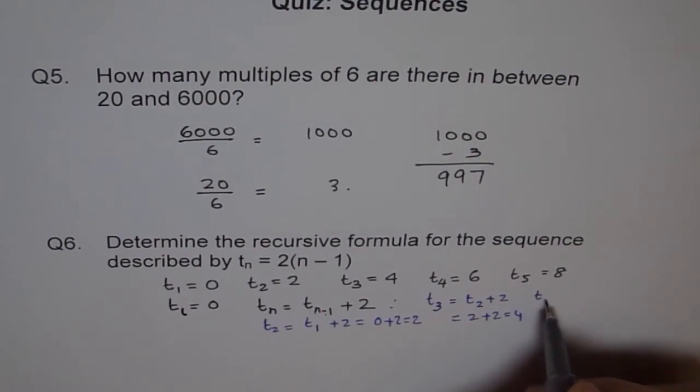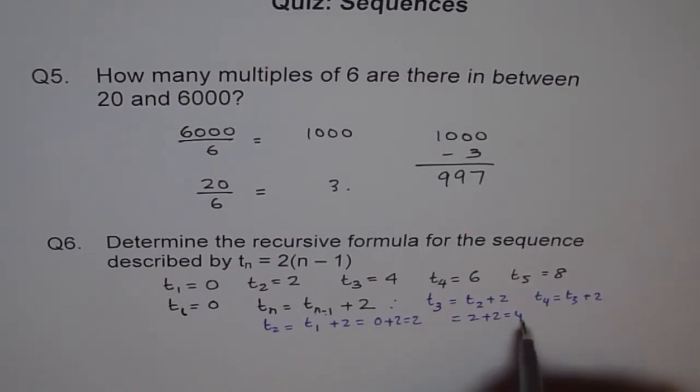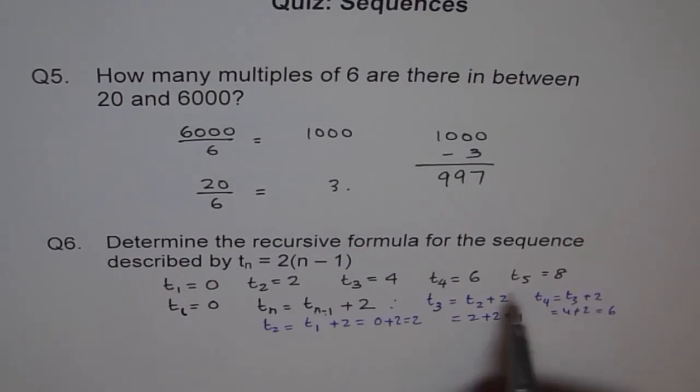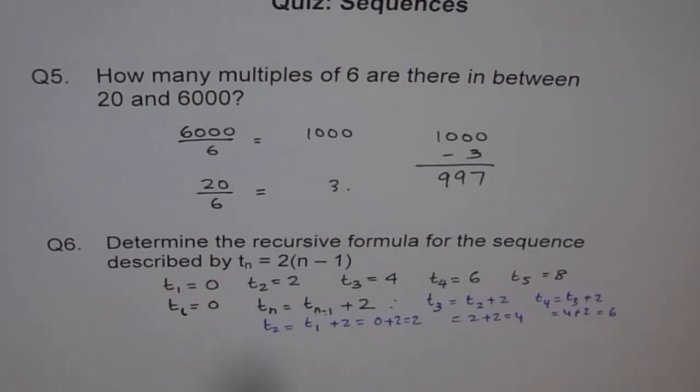Similarly, we can check T4. T4 is T3 plus 2. T3 is 4 for us. 4 plus 2 and we get 6. So that is how the recursive formula works. Therefore, our answer is Tn equals Tn minus 1 plus 2. Okay, thank you.